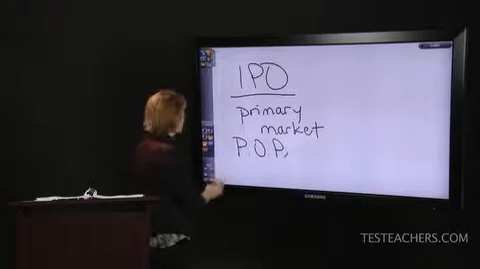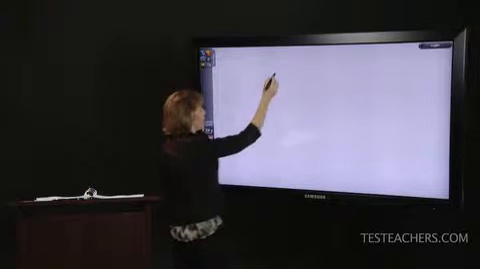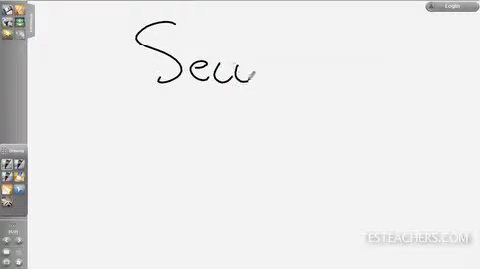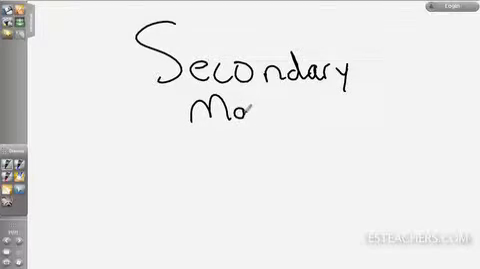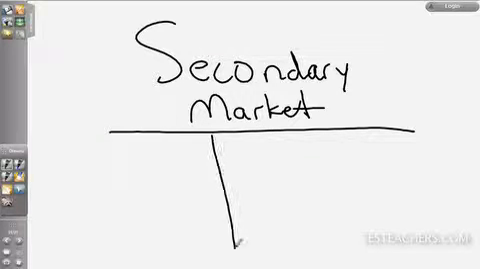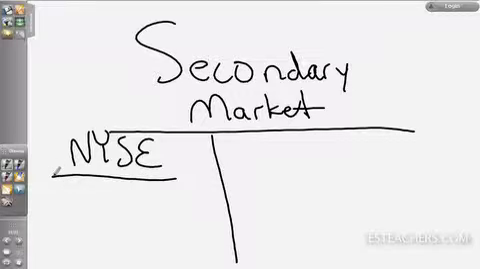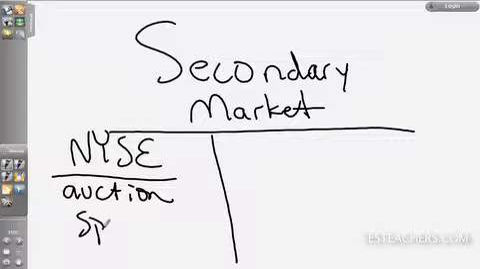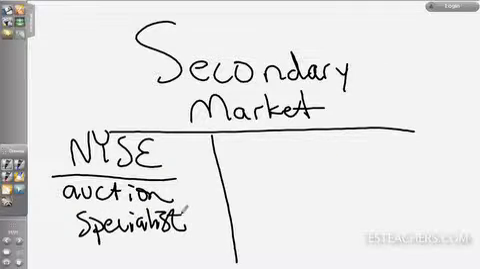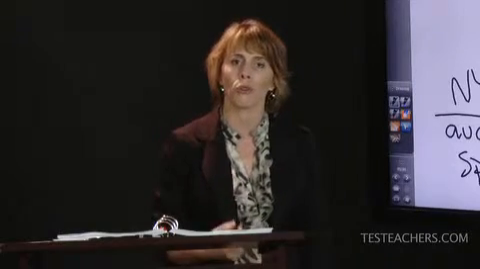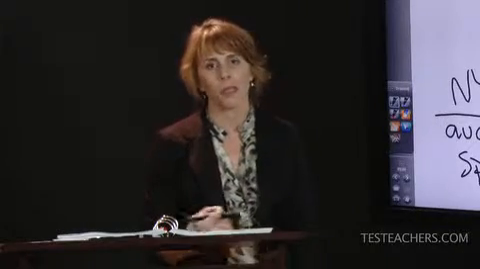So this is when the stock is brand new. After the stock is brand new, it trades in the used stock market. It trades in the secondary market. So there's two secondary markets that we're concerned about for the purposes of this test. There's the New York Stock Exchange. So this is an auction, and the trading is done by the specialist on the floor of the exchange. The specialist's job is to maintain a fair and orderly marketplace for that company's stock.